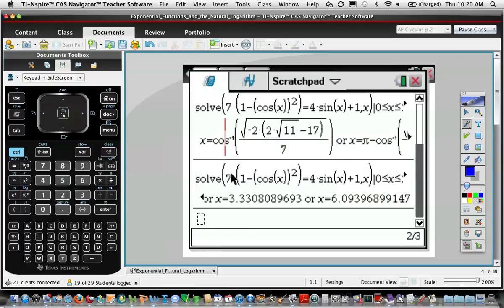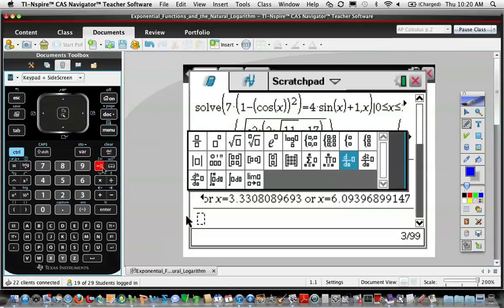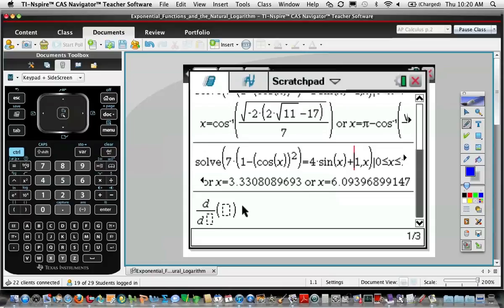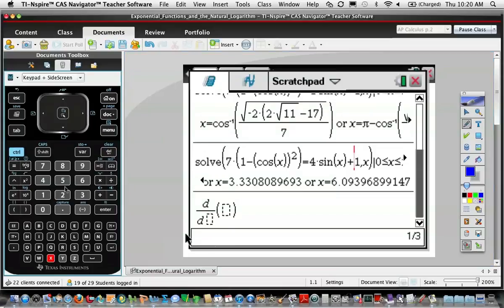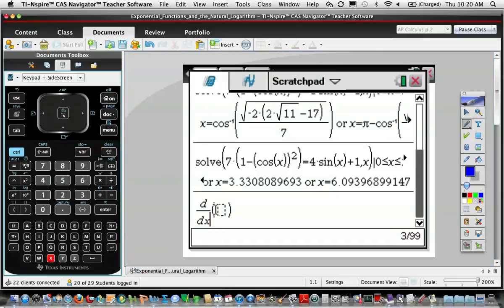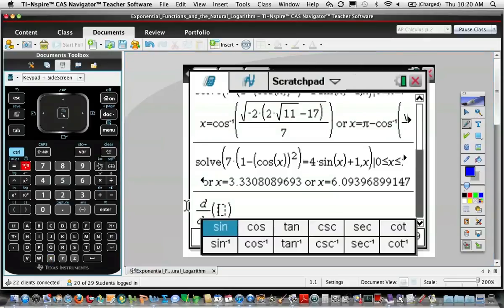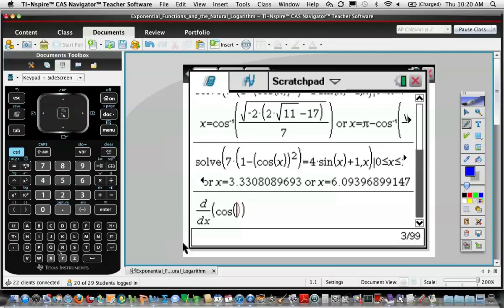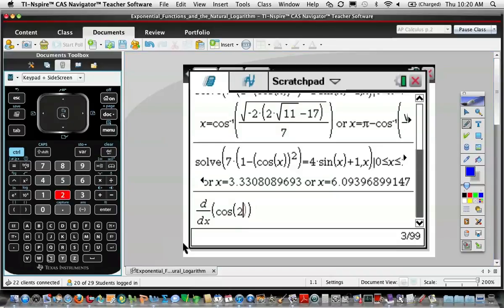So we choose that. Oops, why didn't it? Oh, I wasn't down here. Okay. So we put in an x. And why is that so slow? And we put in cosine of 2x.